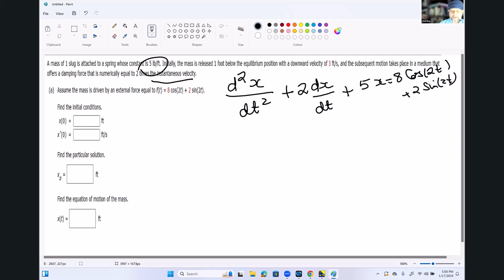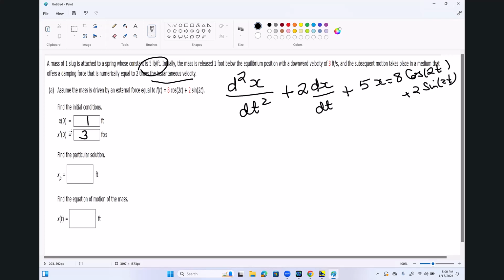Very good. So then they say first to find the initial conditions, right? So let's find the initial condition, that is 1 foot below the equilibrium position. So this is 1, right? And the downwards velocity is 3 feet per second. Okay, makes sense?